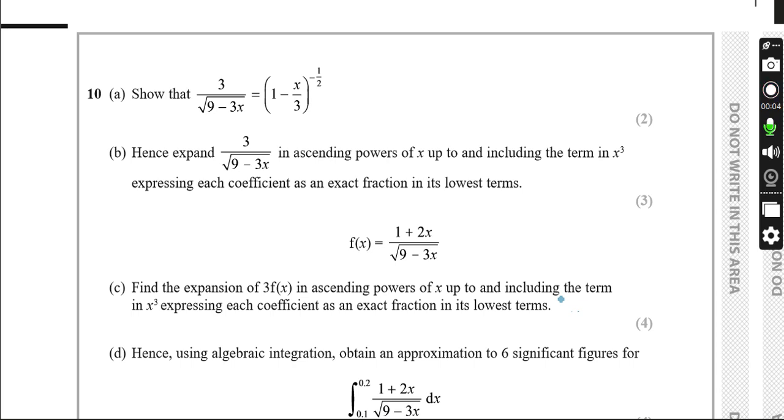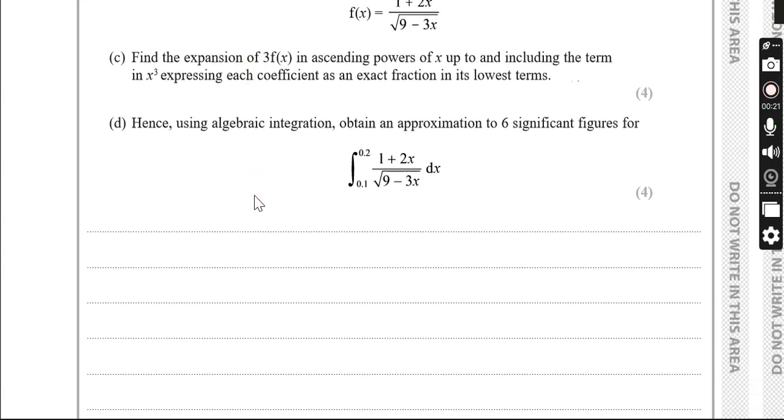Hi everyone, this is question number 10 of November 21, paper 2. Part A says that we need to show that 3 by root over 9 minus 3x is equal to bracket 1 minus x by 3 to the power minus half.